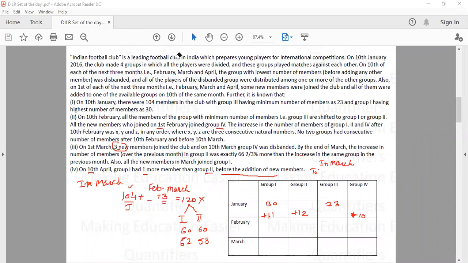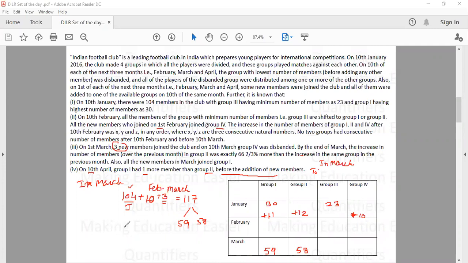So that means the number of members joined in the month of February should be 10. That means total members should be 117, which could be divided between group 1 and group 2 as 59 and 58. That means in the month of March, we have 59 members in total in group 1, 58 in total in group number 2.